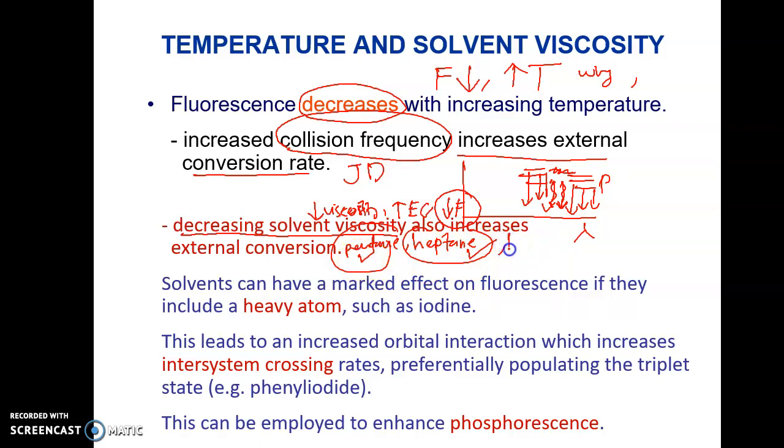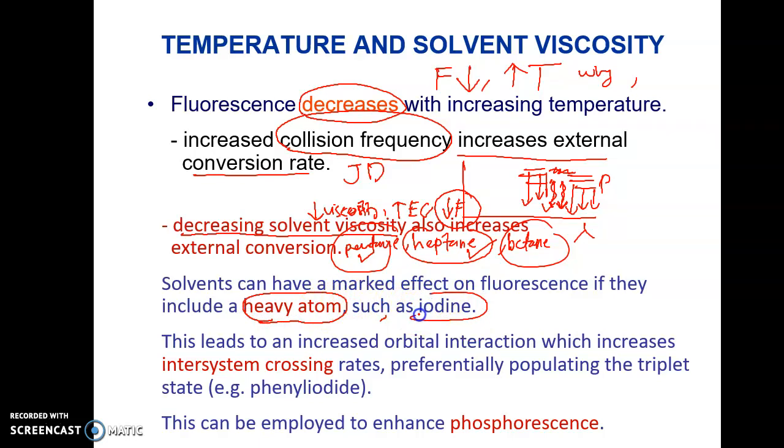So does octane or nonane. So octane is the better solvent. And then if you are using a solvent that has a heavy atom inside it, the one from group 17, such as iodine, it will also give a marked effect on the fluorescence.